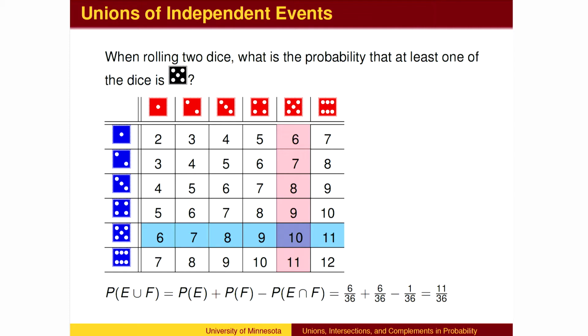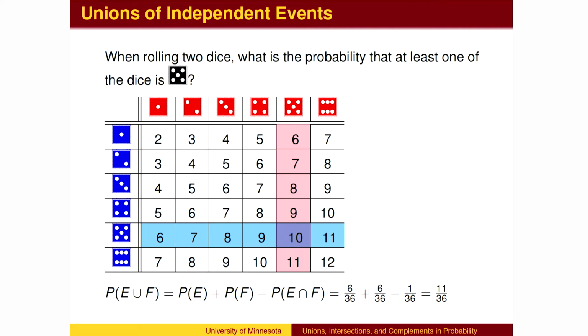We are now ready for a slightly more detailed formula for unions of independent events. When rolling 2 dice, what is the probability of getting a 5 on at least one of the 2? This can be read using the word or. We need to get a 5 on the blue die or a 5 on the red die. There are 6 outcomes in the blue row.